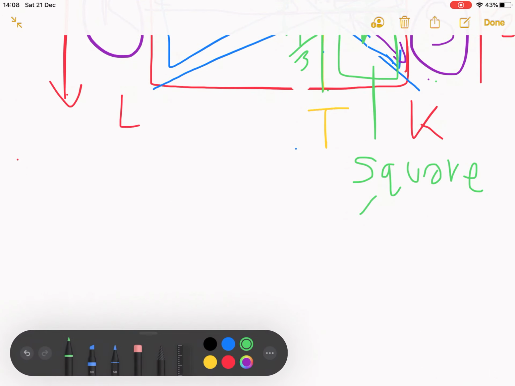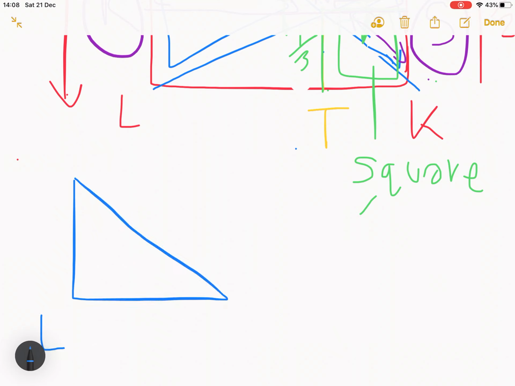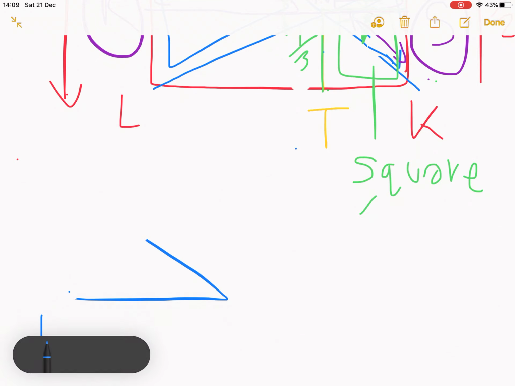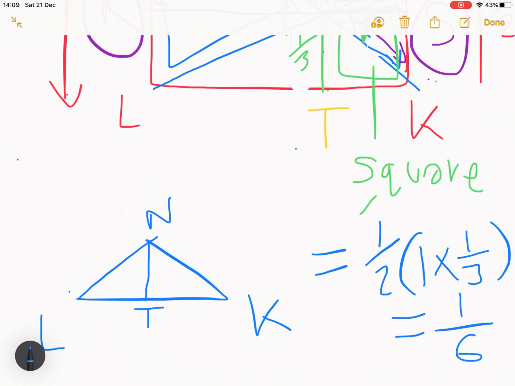So to make it easier, we'll just draw out each one. For the area of LNK, we have N here and K here, and you do half times base times height. So half times the base, which we know is 1 because it goes along the whole side, times the height, which we figured out is NT, which is a third. So that equals 1/6. So that's the area of LNK.